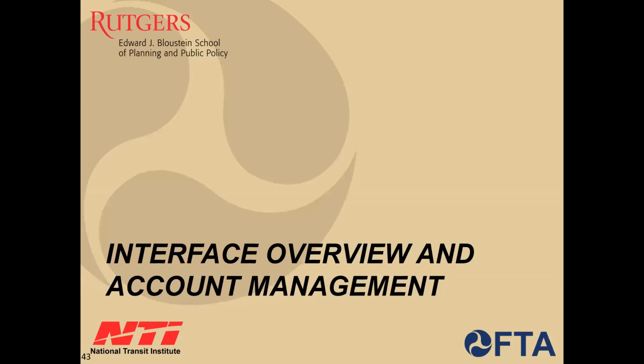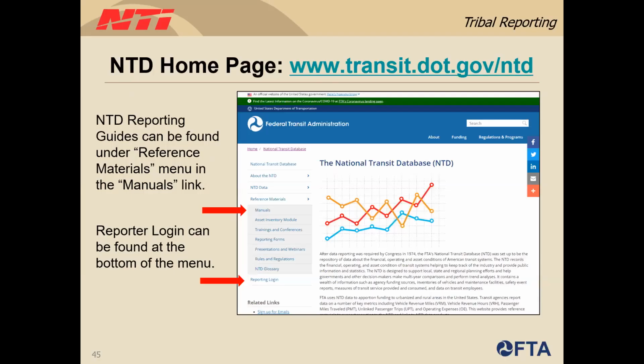All right, so next we're going to review the NTD interface and user account management. The NTD homepage is found here. So it's transit.gov, or transit.dot.gov/ntd. This is where all the data products are housed, policy manuals, a clickable link to go to the reporting system, as well as that FAQ I was talking about earlier. So just anything and everything under the sun is here for us.